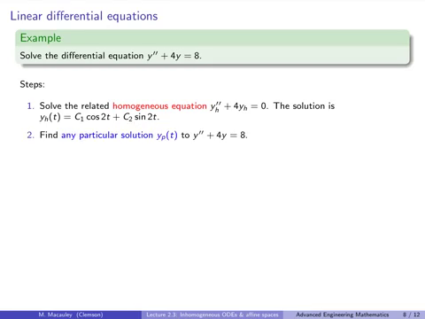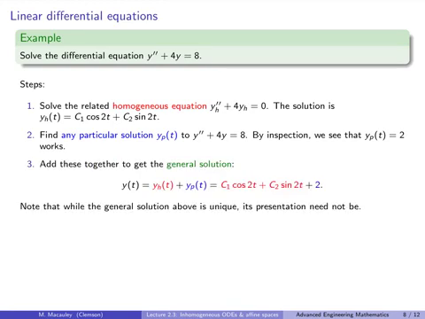Step 2, find any particular solution, y_p, to the original ODE. Now the same one's going to work because there is a constant solution. We can get that by setting y double prime to be 0 and y once again is equal to 2. So by inspection we can take our particular solution to be equal to 2.